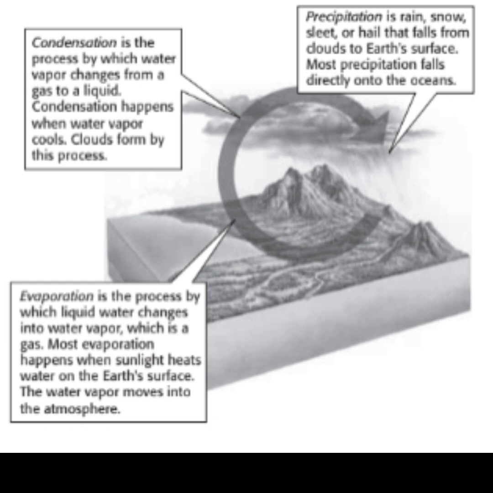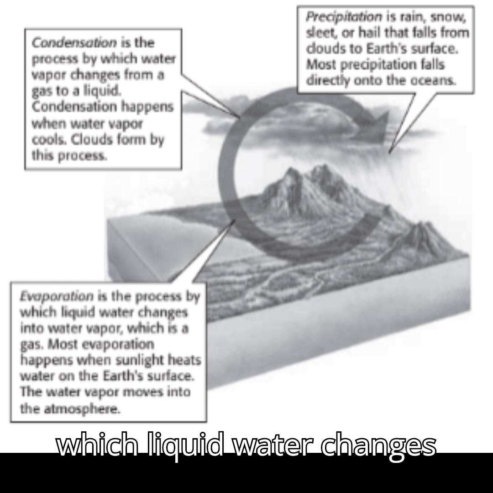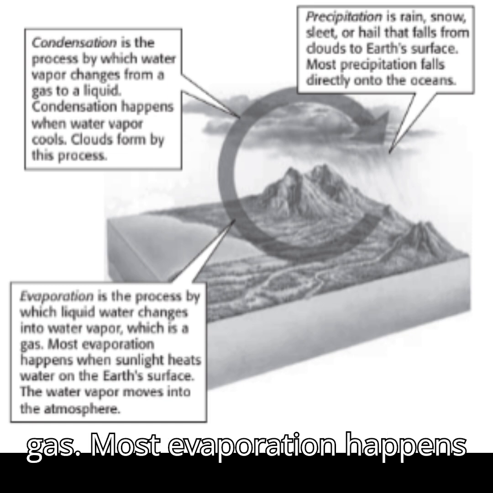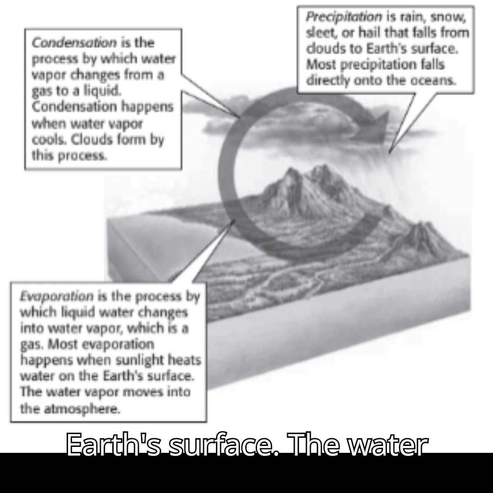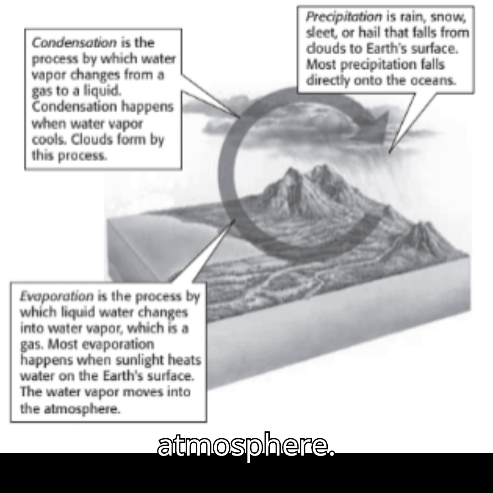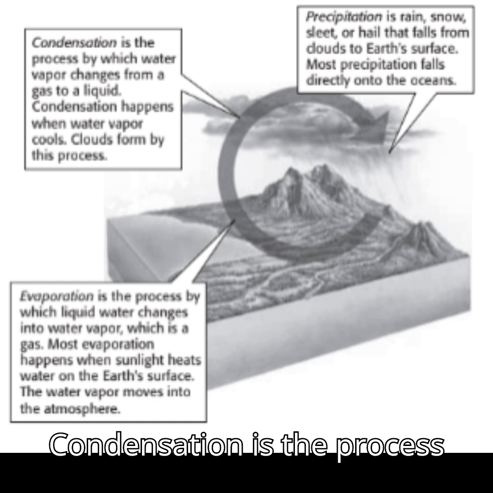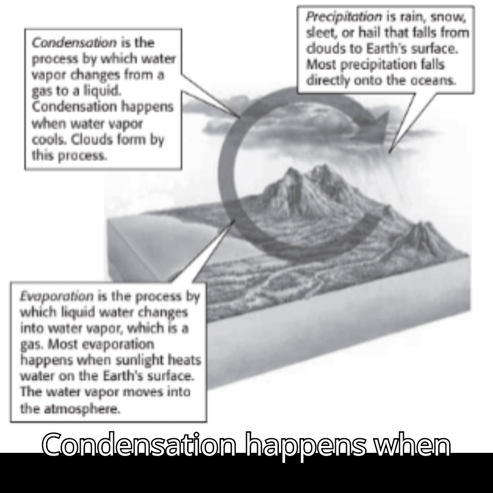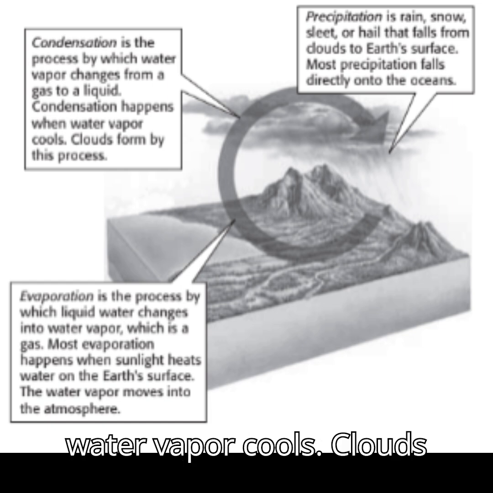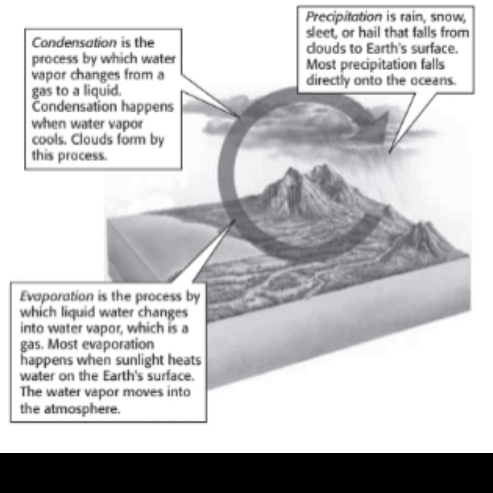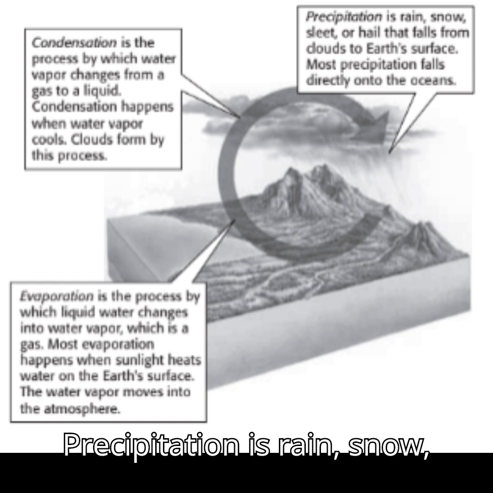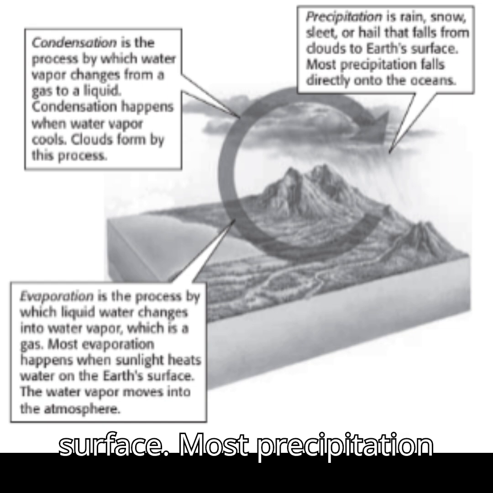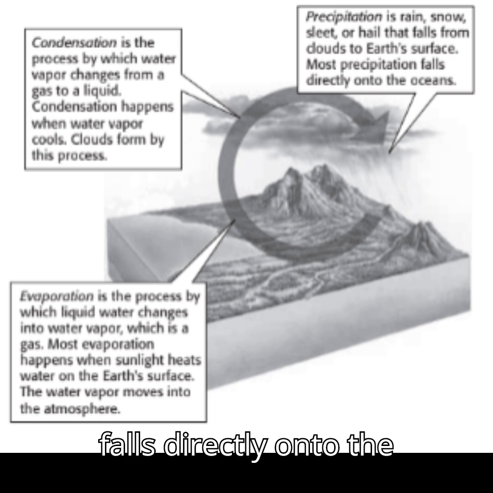water on Earth. Evaporation is the process by which liquid water changes into water vapor, which is a gas. Most evaporation happens when sunlight heats water on Earth's surface. The water vapor moves into the atmosphere. Condensation is the process by which water vapor changes from a gas to a liquid. Condensation happens when water vapor cools. Clouds form by this process. Precipitation is rain, snow, sleet, or hail that falls from clouds to Earth's surface. Most precipitation falls directly onto the oceans.